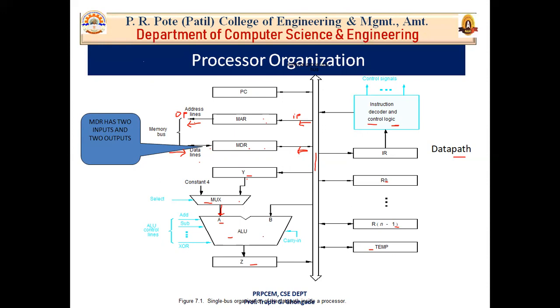Then we have one arithmetic and logic unit. The arithmetic and logic unit has two inputs. One comes directly from the processor bus and one comes from the multiplexer. But this multiplexer has two options to select its input. First, the multiplexer can take the constant 4, or the multiplexer can also take the output of Y as an input.